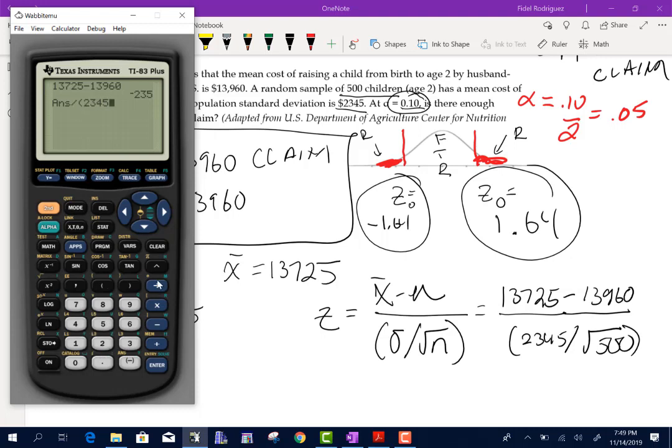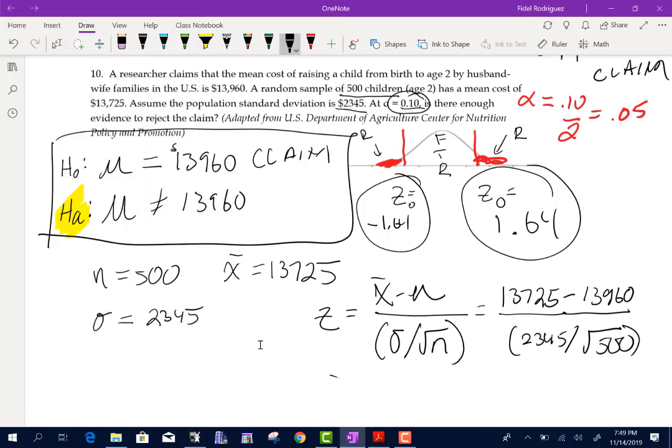2345 divided by the square root of how much? 500. Close them twice. Okay, and let's take a look at the z value we came up with. So the z value I'm coming up with, guys, if I go to two decimal places, negative 2.24 or 25? 24, right? Okay, so here's our z value, negative 2.24.